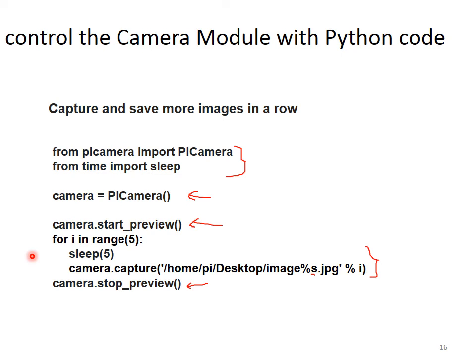So the camera will start capturing. After every 5 seconds, the camera will capture an image. So how many images will there be? In total, 5 images in your respective location, right? Something like s1.jpg, s2.jpg, and so on up to 5.